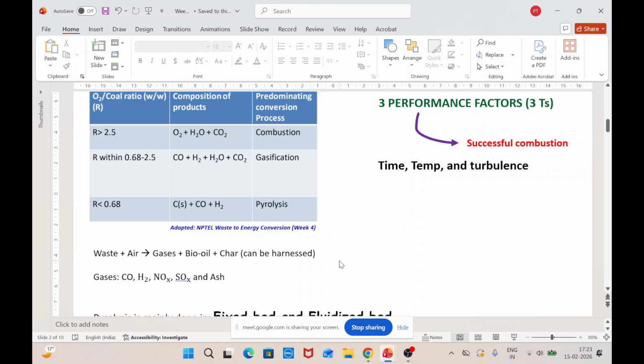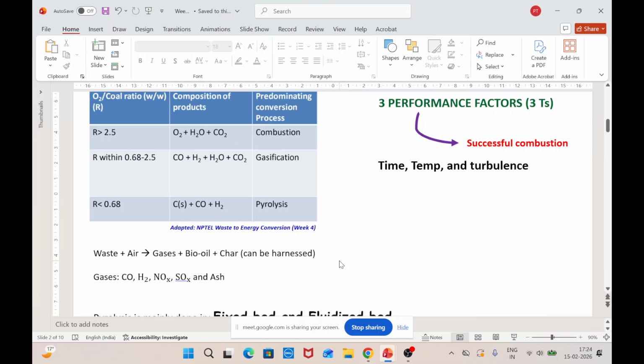So if all of you remember, carbon monoxide plus hydrogen is nothing but the syngas. So here also that generation will happen. However, compared to other cases like gasification and combustion, the amount of the gases that gets produced will be less.